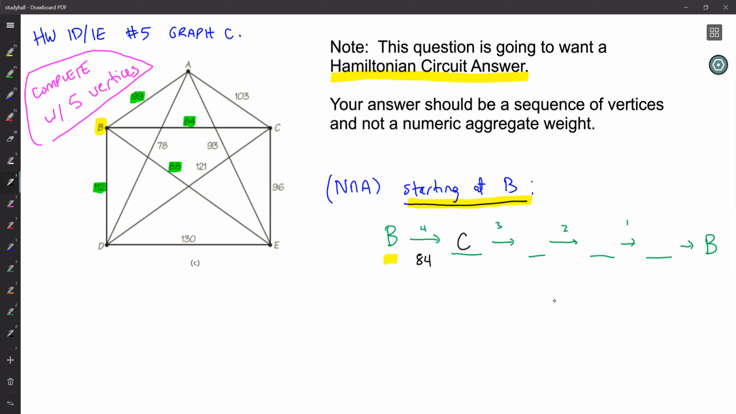So once we go there, I'm going to go ahead and highlight what I've visited. Once we go to C, we now have 3 choices remaining. We can either go C to A. We don't want to go C to B because we've already visited B. C to D would be this 121, then C to E would be this 96. So we're going to choose the 96. So we're going to go to E here.